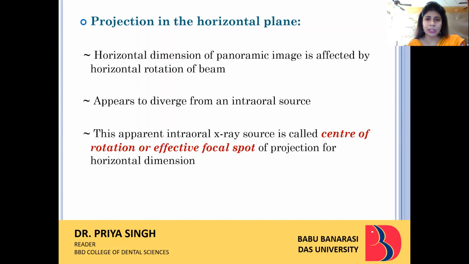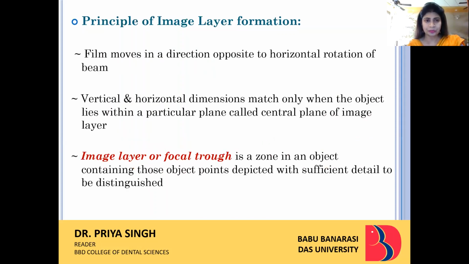Now coming to the projection in the horizontal plane. The horizontal dimension of the panoramic image is affected by horizontal rotation of the beam. It appears to diverge from an intraoral source. This apparent intraoral X-ray source is called the center of rotation or effective focal spot of projection for the horizontal dimension. Now coming to the principle of image layer projection. The film moves in a direction opposite to the horizontal rotation of the beam.